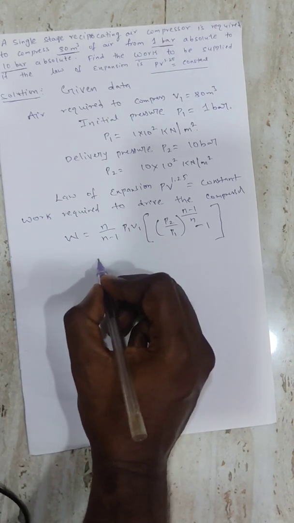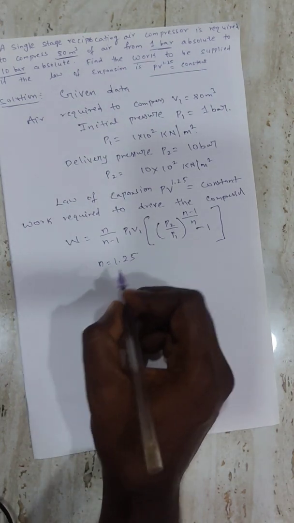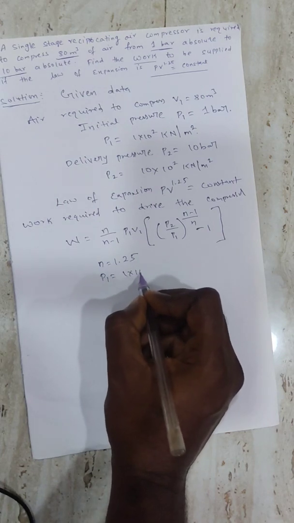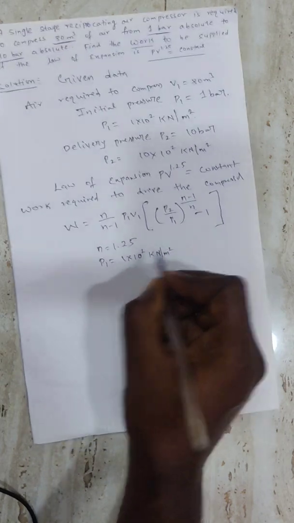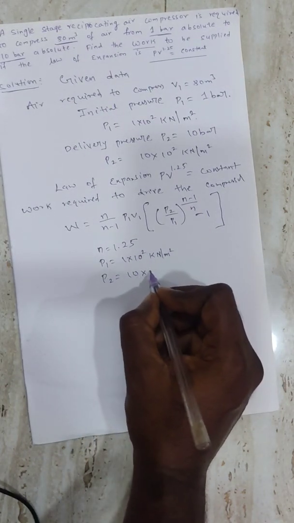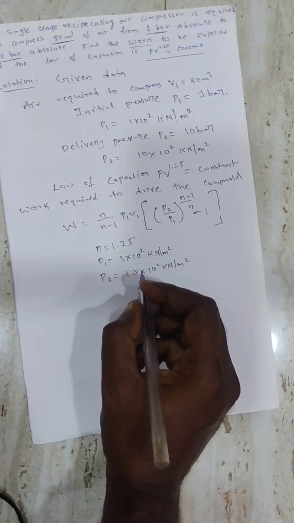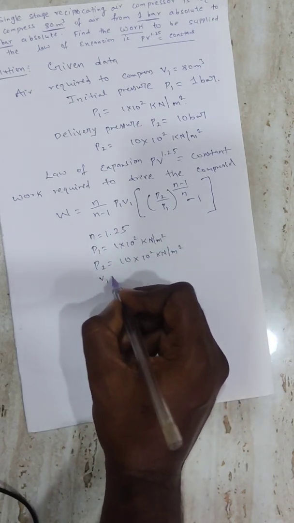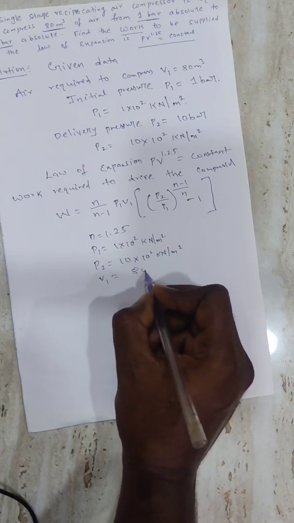What is the given data? We have N is equal to 1.25, and from the above data we know P1 is equal to 1 into 10 square kilonewton per meter square. We also know P2 is equal to 10 into 10 square kilonewton per meter square. And we also know the V value: the air required to compress, V1 is equal to 80 meter cube.